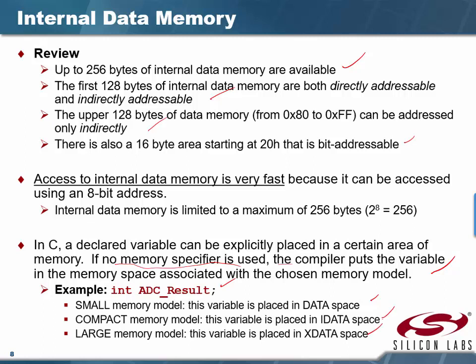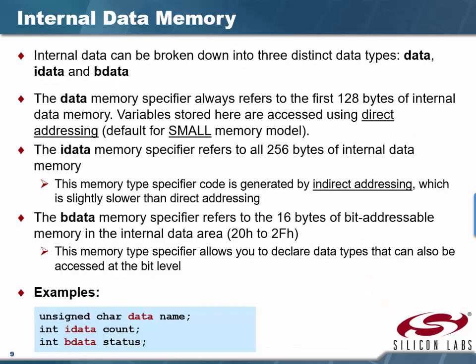Now you need to tell the compiler at some point how much memory you've got, so it doesn't overwrite the memory. So internal data, you've got data, iData and bData. The data specifies the first 128. The iData refers to all 256 bytes. And the bData is your bit addressable data.